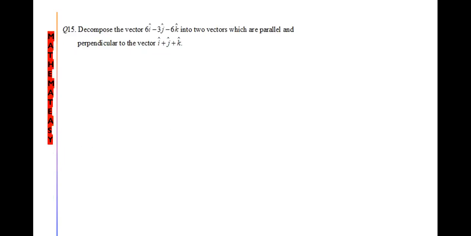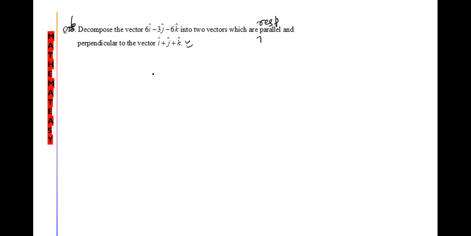Next, going to which question are we doing? Question number 6. This is one of the very important questions. Decompose the vector 6i minus 3j minus 6k into two vectors which are respectively parallel and perpendicular to the vector i plus j plus k.